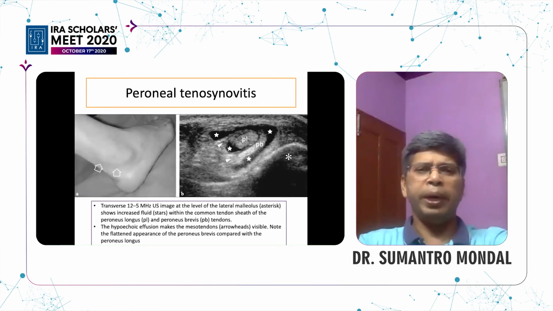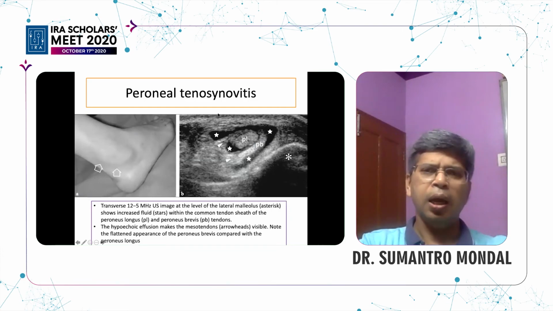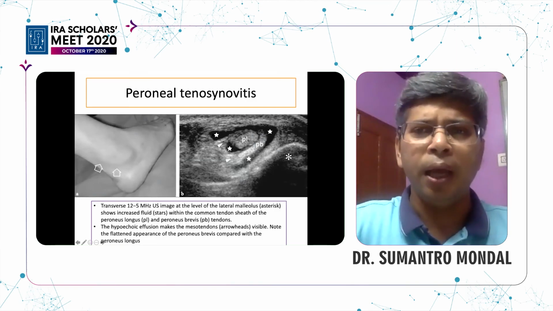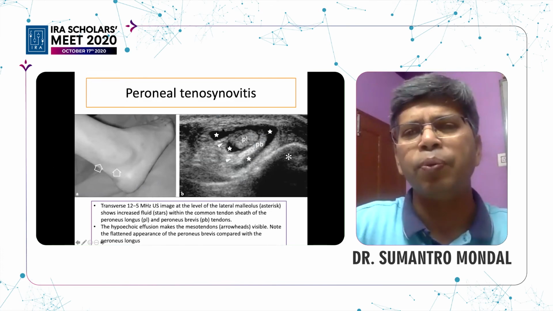Now coming to tenosynovitis, on the lateral aspect of the ankle, below the fibula, there are peroneal tendons, peroneus longus, peroneus brevis. When you do ultrasonography in this region, we get these peroneal tendons, this is peroneus longus, this is peroneus brevis, and we get fluid around it. So this is nothing but peroneal tenosynovitis. We can give injections also. When you give an ultrasound-guided injection, wherever there is fluid, we can inject there.